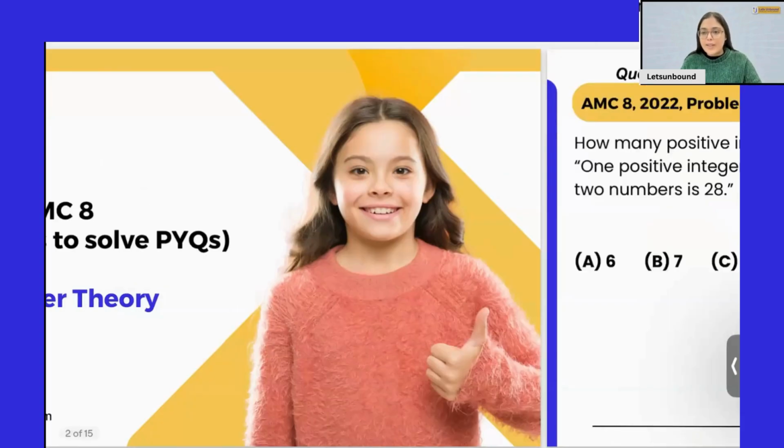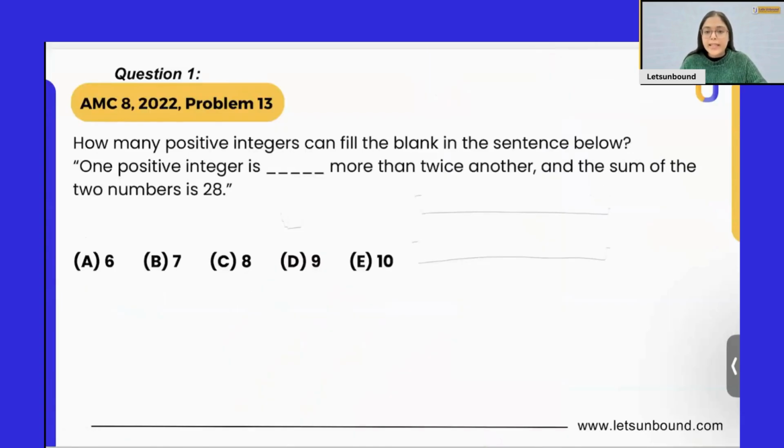Here comes the first question, which is from AMC 8 2022 problem 13. How many positive integers can fill the blank in the sentence below? So let's read the sentence. One positive integer is blank more than twice another, and the sum of the two numbers is 28. So that means we need to consider one positive integer. Then we need to consider another positive integer because it says another, which is more than twice the second one.